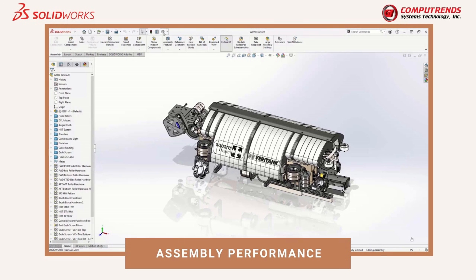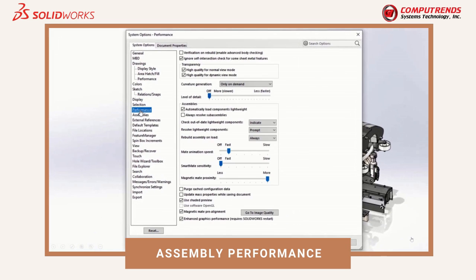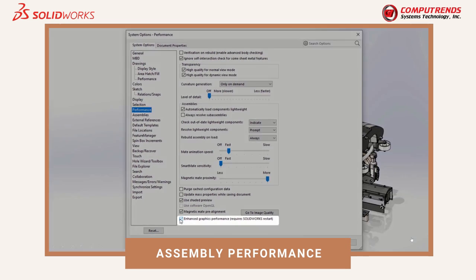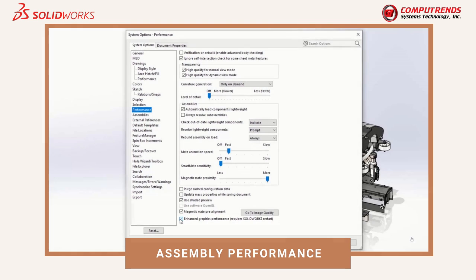Graphics performance, introduced in SolidWorks 2019, fundamentally changed how graphics are handled by SolidWorks and your certified graphics card, providing significantly higher frame rates and much smoother response when interacting with large assemblies. The system option found under the performance settings is now enabled by default in SolidWorks 2021.